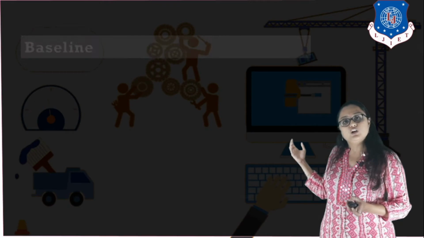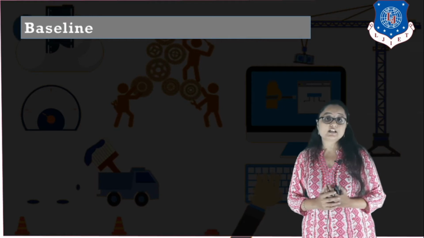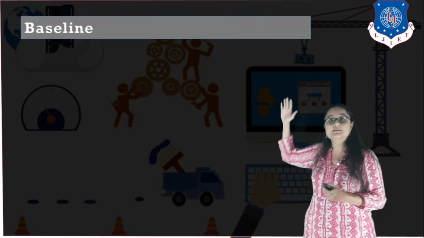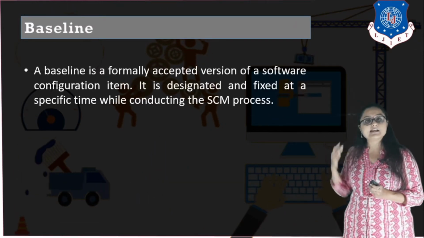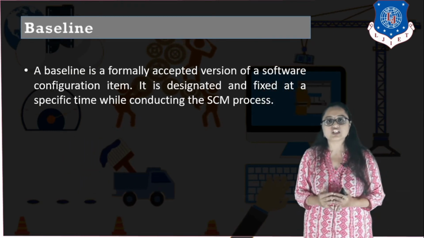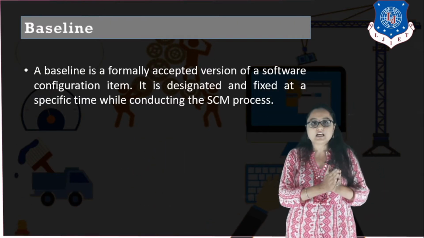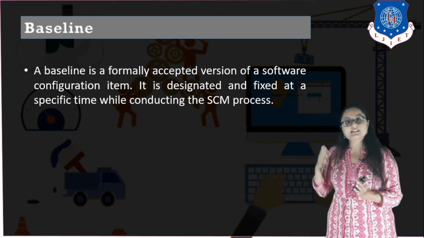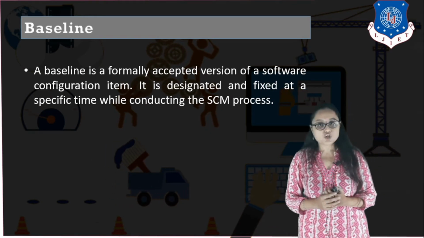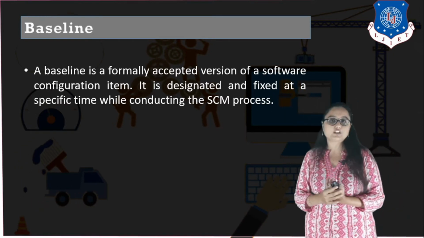Now let us further see in our process. In SCM, if you remember, the first process that was taking place was identification of SCI, that is software configuration item. The second process is baseline. Now what do you mean by baseline? Baseline I have briefly told you. Baseline is a formally accepted version of a software configuration item, and it is designated and fixed at a specific time while conducting the SCM process. What does this mean? It means that when we have performed a particular software process, we have designated and frozen the state of our software configuration item.